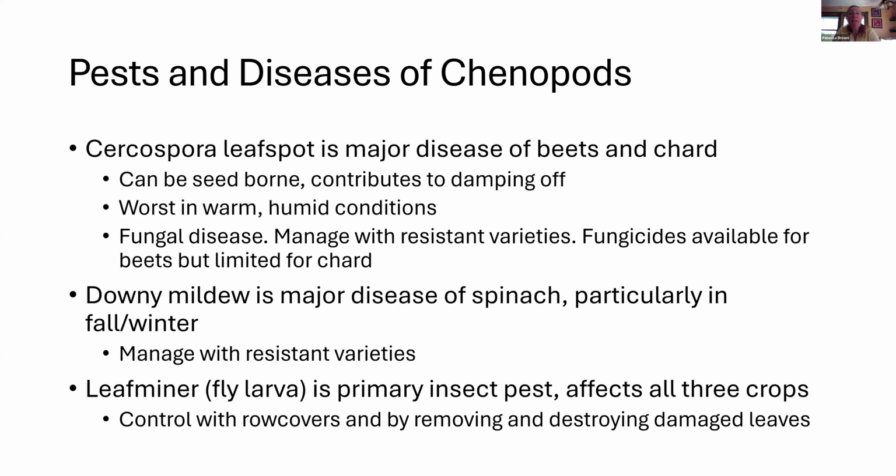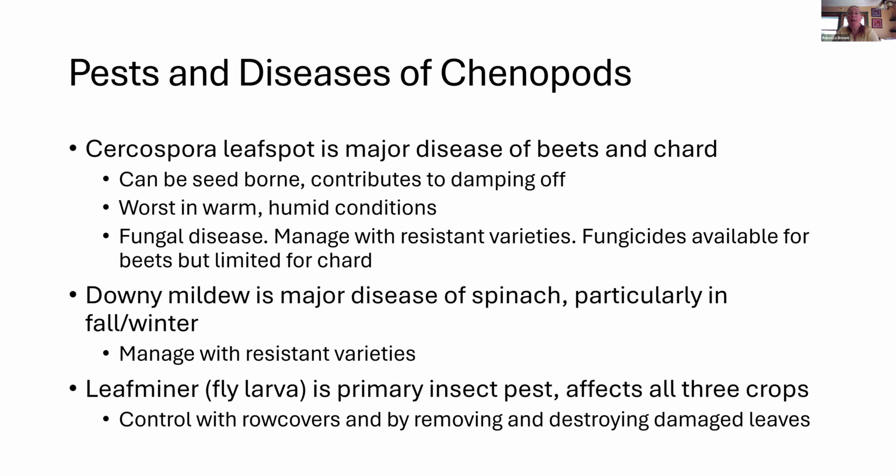The primary insect pest of these is the leaf miner. It's a fly larva. It affects all three of these. Fortunately, here in New England, we generally only have one generation. Occasionally, we get a second fall generation down here in Rhode Island. The easiest way to control it is with row covers.